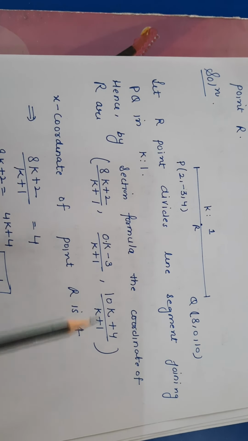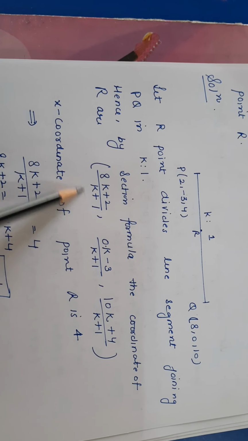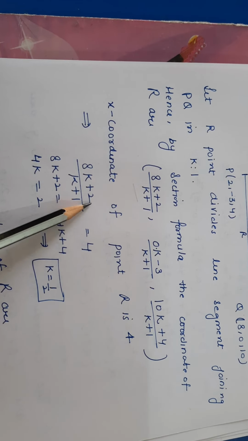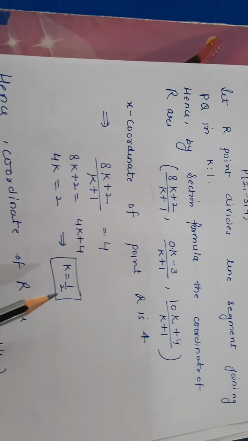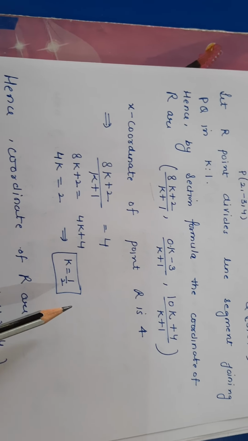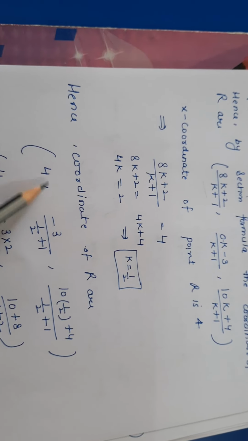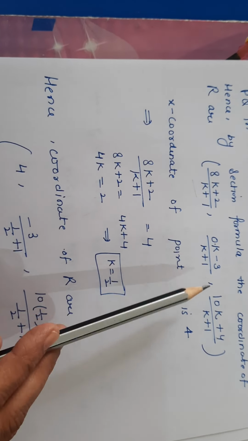In the question it is given that the x coordinate of this point R is 4. So this is equal to 4. This gives 8k plus 2 equals 4k plus 4. That means k is equal to 1 by 2. Now you have to find the coordinates of R. The x coordinate is already given as 4, and we put the value of k, 1 by 2, here.